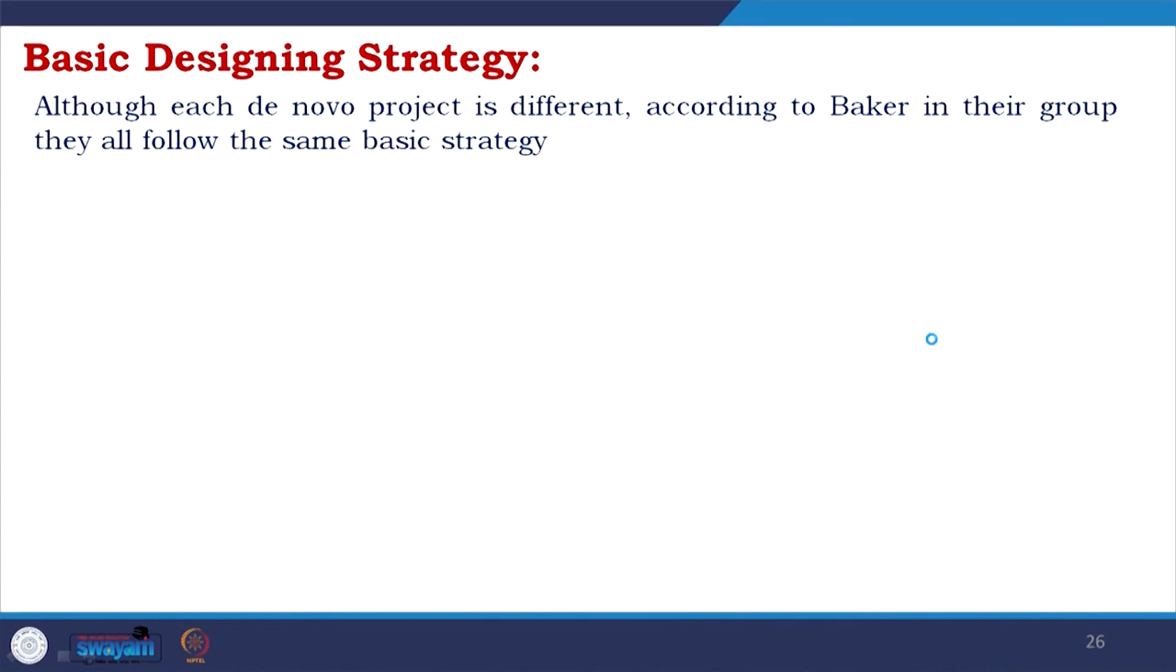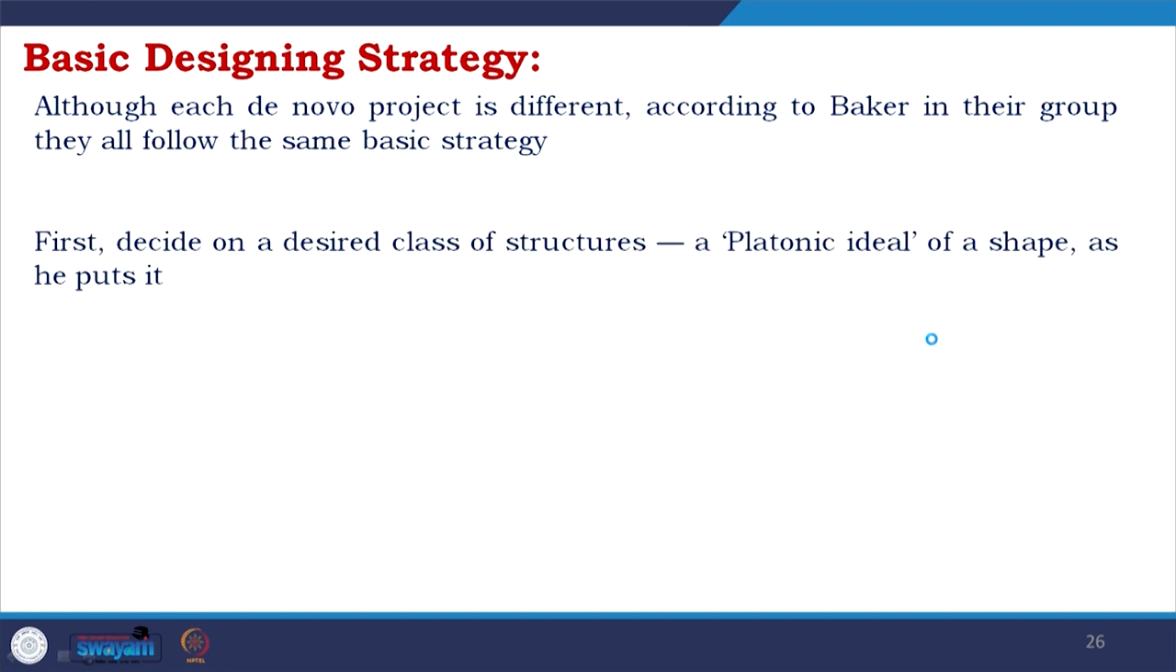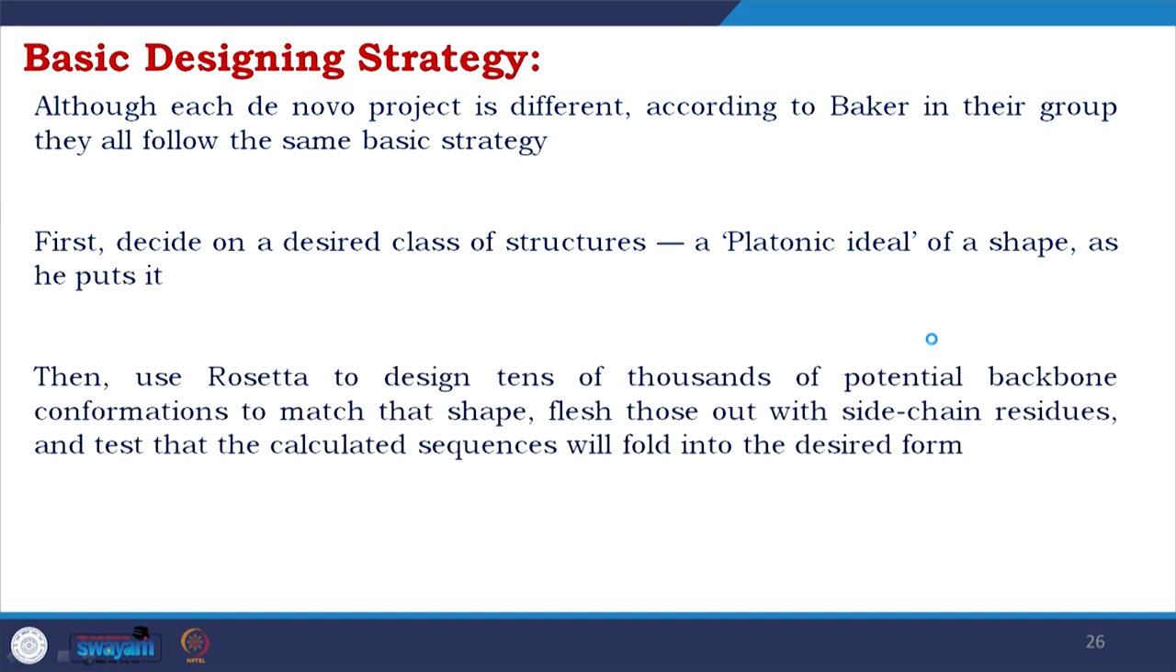Although each de novo project is different, according to David Baker, the main man in their group, they all follow the same basic strategy to design a de novo protein. What is the strategy? First, decide on a desired class of structures, a platonic ideal of a shape, as he puts it. So, they first try to get an idea of which shape of protein they want to achieve. Then they use Rosetta to design tens of thousands of potential backbone conformations to match that shape. Flesh those out with side chain residues.